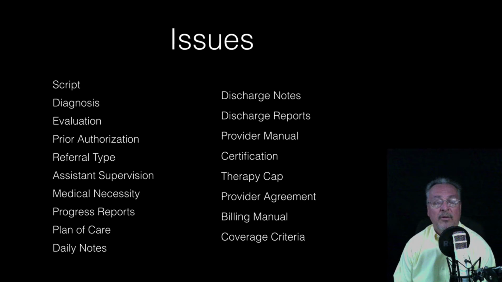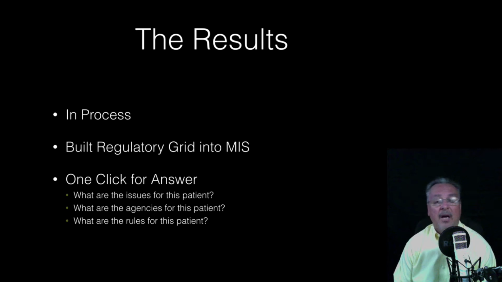We also knew that the number of agencies and issues would probably expand as we started to get into this project. The results. This is an ongoing project. It probably will never, ever be completely finished. And one of the pieces that we did was we built this regulatory grid, or requirement grid, or accountability grid, but we typically call it regulatory grid, right into our management information system, with the idea being that we wanted to be able to get one click to answer the question of what are the issues for this particular patient, what are the agencies that affect this patient, and then most importantly, what are the rules that are in play that we have to follow if we're going to treat these patients in a manner that is compliant with those rules.